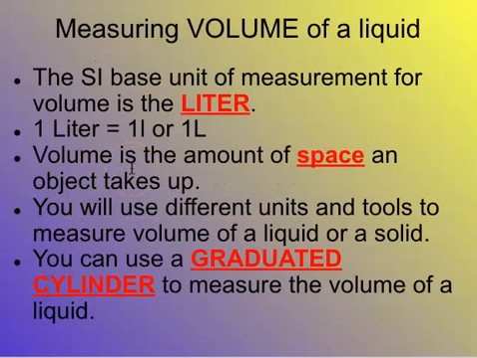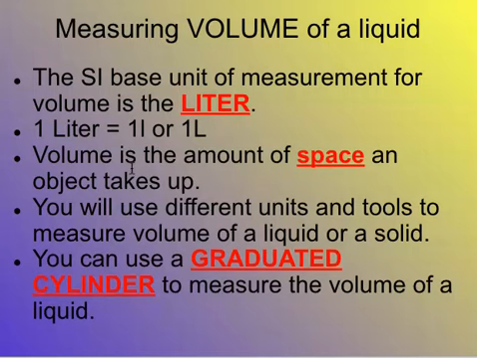So that's a solid. What if you have an irregular shaped object or if you have liquids? Well, to find the volume of a liquid, the SI base unit is going to be the liter. So 1 liter equals 1 L. Sometimes you'll see it as a capital L. Now, volume is the amount of space an object takes up. So you're going to use different units and tools to measure the volume of a liquid or a solid.